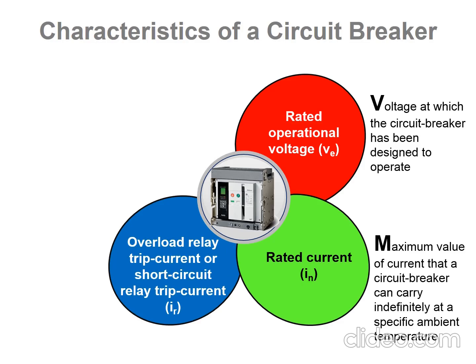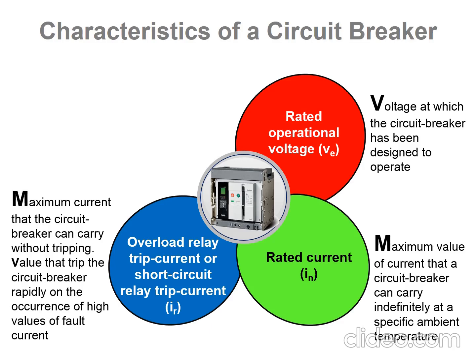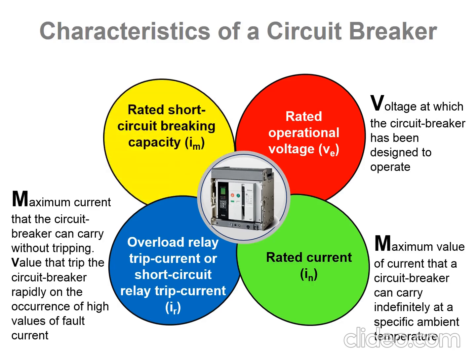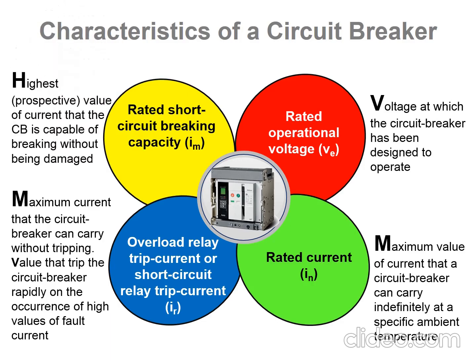Okay, next is the overload relay trip current or short circuit relay trip current, IR. This is the maximum current that the circuit breaker can carry without tripping, the value that trips the circuit breaker repeatedly on the occurrence of high values of fault current. Lastly is the rated short circuit breaking capacity, IM. This is the highest prospective value of current that the CB is capable of breaking without being damaged.